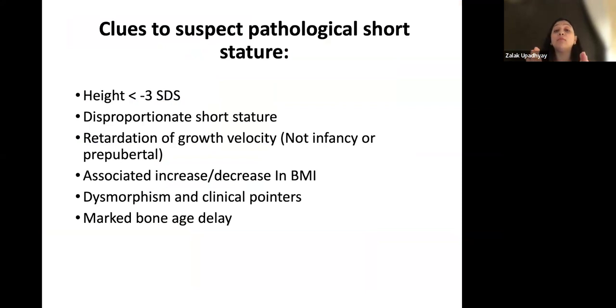So when is it abnormal? You have to refer to a specialist. So height less than minus 3 standard deviation, it is pathological. You have to work up and find out the cause. So you require a workup. Disproportionate short stature, yes. Retardation of growth velocity and associated increase or decrease in BMI, as I just pointed out now. Dysmorphism, other clinical features, and marked bone age delay.